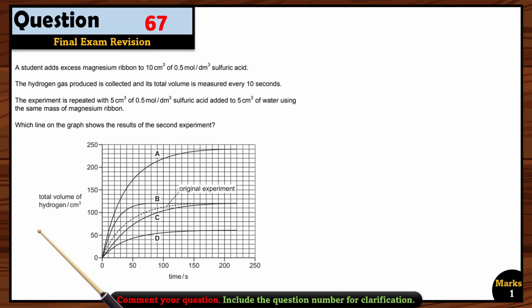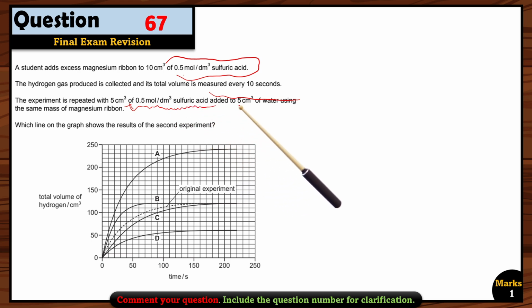Question 67. A student adds excess magnesium ribbon to 10 cm³ of 0.45 mol dm⁻³ sulfuric acid. The hydrogen gas produced is collected and its total volume is measured every 10 seconds. The experiment is repeated with 5 cm³ of 0.5 mol dm⁻³ sulfuric acid added to 5 cm³ of water, using the same mass of magnesium ribbon. Which line of the graph shows the result of the second experiment?